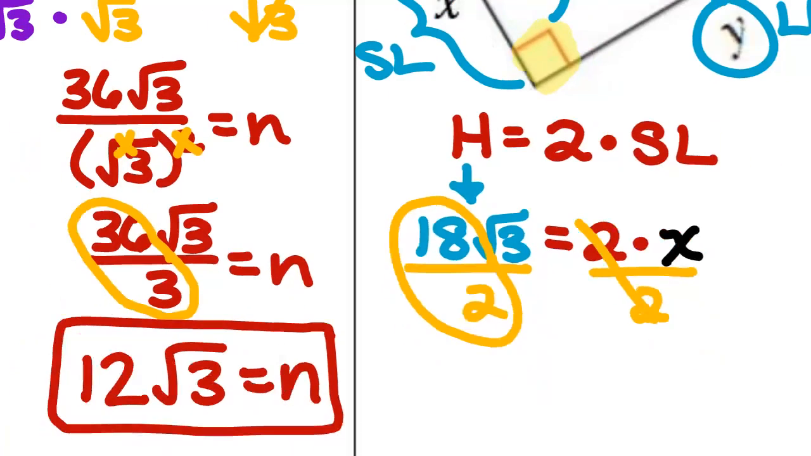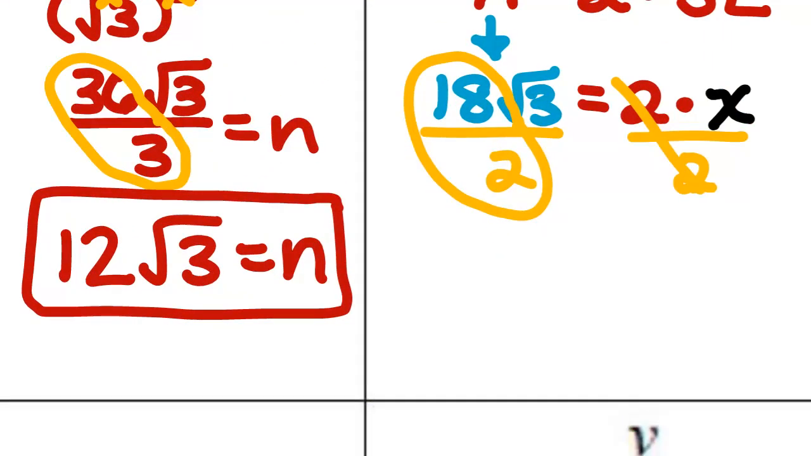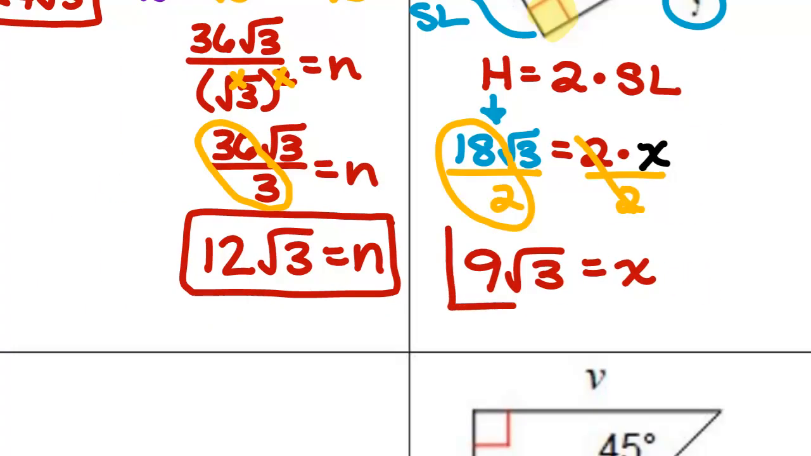And I need to know whether or not 2 can go into 18. How many times can 2 go into 18? 9. So 9 radical 3 equals X. Yes? All right. Now we're ready to use our long leg formula.